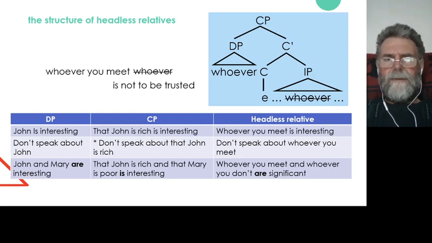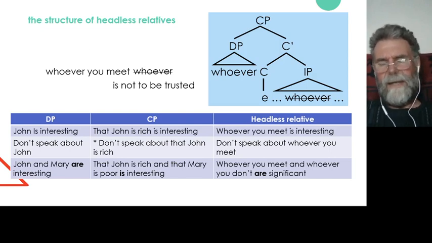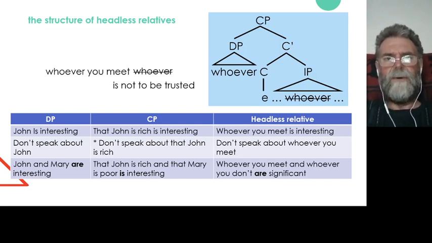So the picture that we've drawn here of the headless relative as a CP, well, that can't be the entire story, because they are not just CPs. They seem to have more in common with DPs. And that leaves us a question then of how is it that a headless relative seems to behave like a DP rather than a CP?